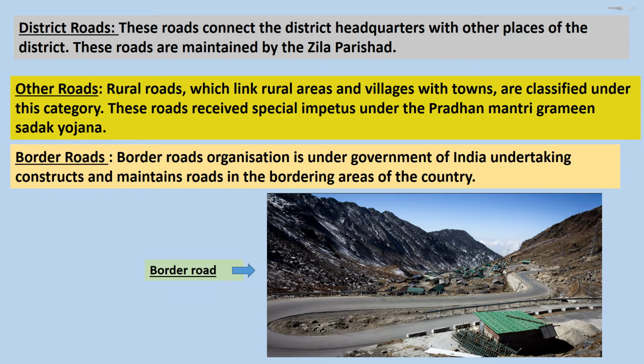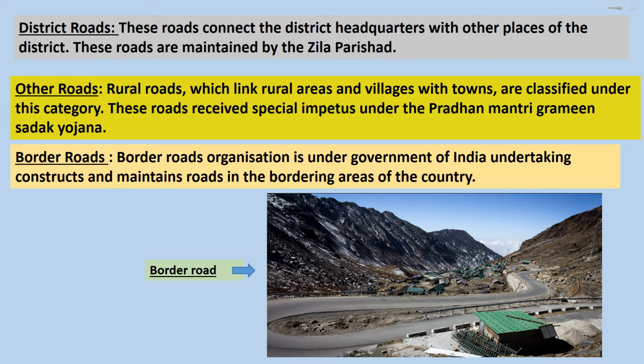District road. These roads connect the district headquarters with other places of district. These roads are maintained by the Zilla Parishad. Other roads. Rural roads, which link rural areas and villages with towns, are classified under this category. These roads received special impetus under the Pradhan Mantri Gramin Sadak Yojana.